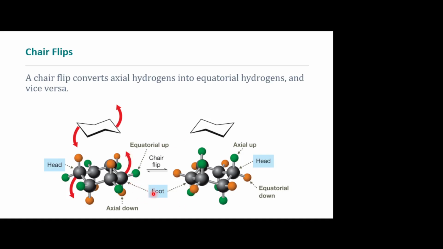So what's going to end up happening is our new foot right here. See how those are swapped? The one that was axial is now equatorial. The one that was equatorial is now axial. And so anytime you do a chair flip, it's always going to interconvert the axial and equatorial ones.